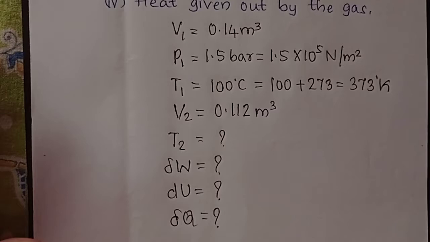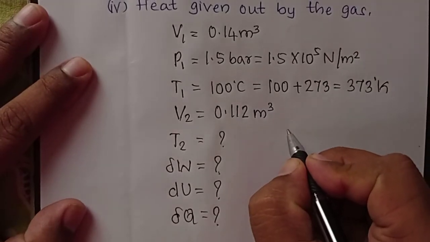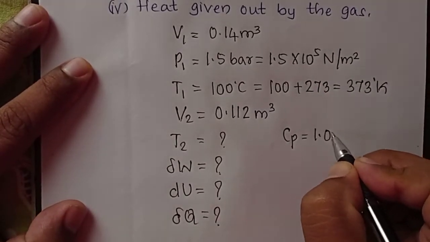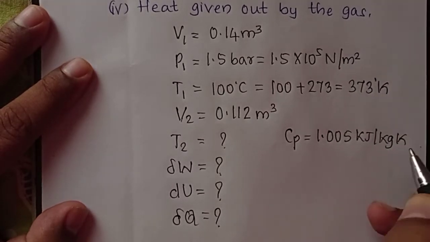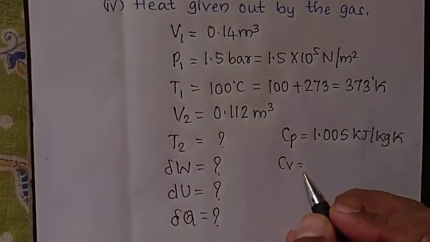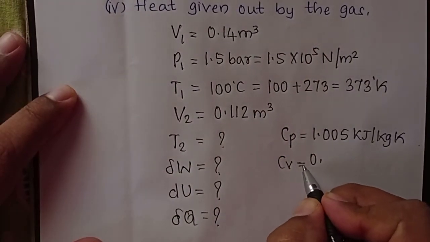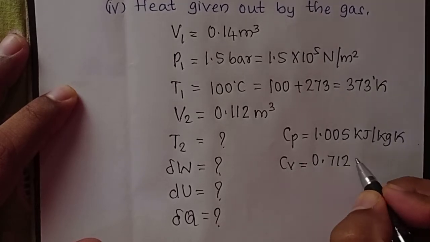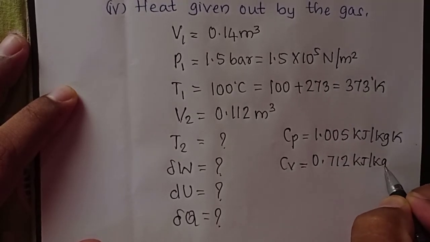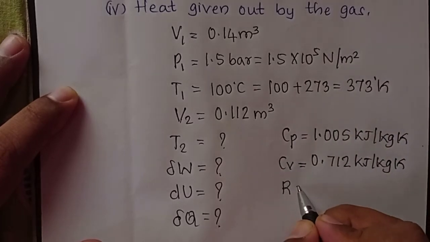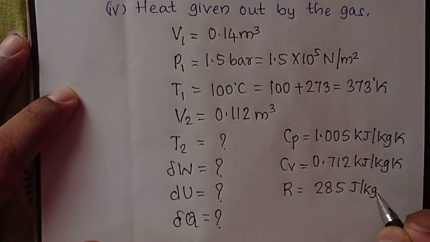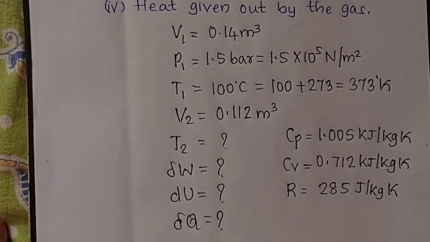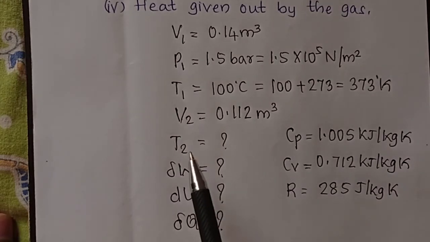So along with that, what I said, assume Cp equal to 1.005 kilojoules per kg Kelvin, and Cv also is given, that is 0.711712 kilojoules per kg Kelvin, and R also is given in the problem, that is R is 285 joules per kg Kelvin. So these values are given, that is Cp, Cv and R are given. We need to find out T2, dou W, du and dou Q.